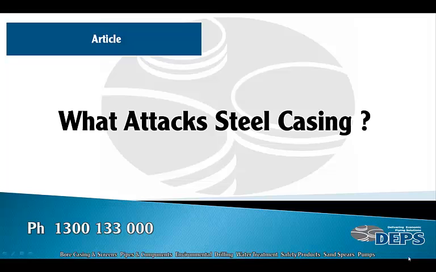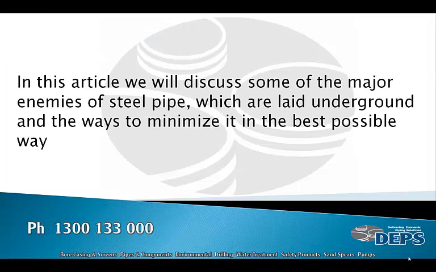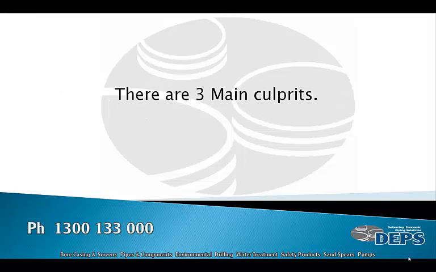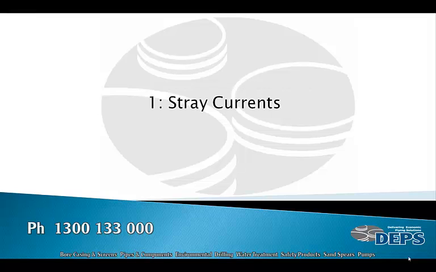What attacks steel casing? In this article we will discuss some of the major enemies of steel pipe laid underground, and the ways to minimize it in the best possible way. This can be in the form of bore casing, rising main, steel column and shaft. There are three main culprits: stray currents, total dissolved salts, which is often known as TDS, and groundwater quality.